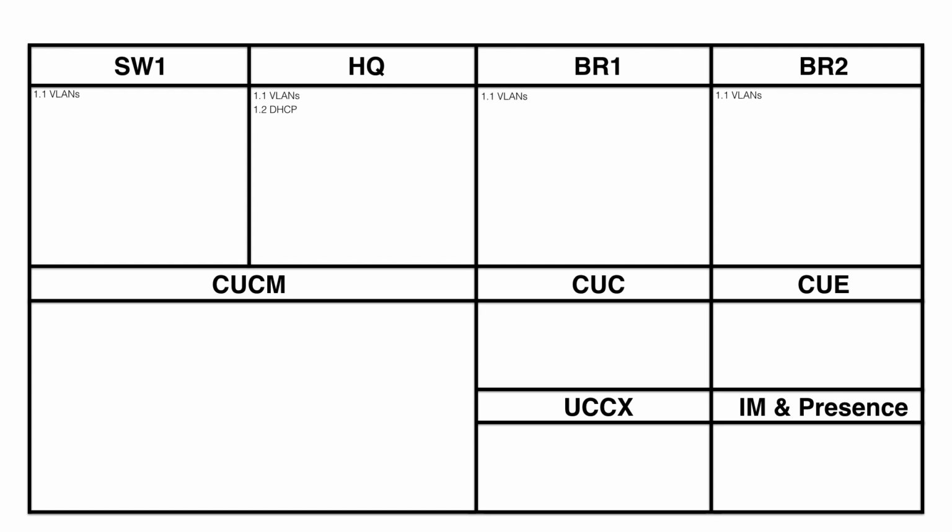We also see that for the BR1 site, the BR1 router is going to be configured as a DHCP server. And similarly, for the BR2 site, that router is going to be acting as a DHCP server. But for the HQ site, we said that Communications Manager was going to be acting as a DHCP server, so we put task 1.2 DHCP under that box as well for our Unified Communications Manager.